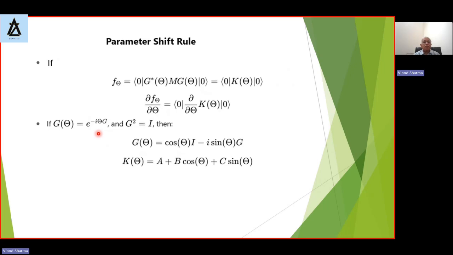circuits are designed in this way, then we can show that G squared is equal to I, and in that case, this quantity can be written as G theta equals cos theta I minus i sine theta G. And taking this G, then this K theta can be written as A plus B cos theta plus C sine theta.